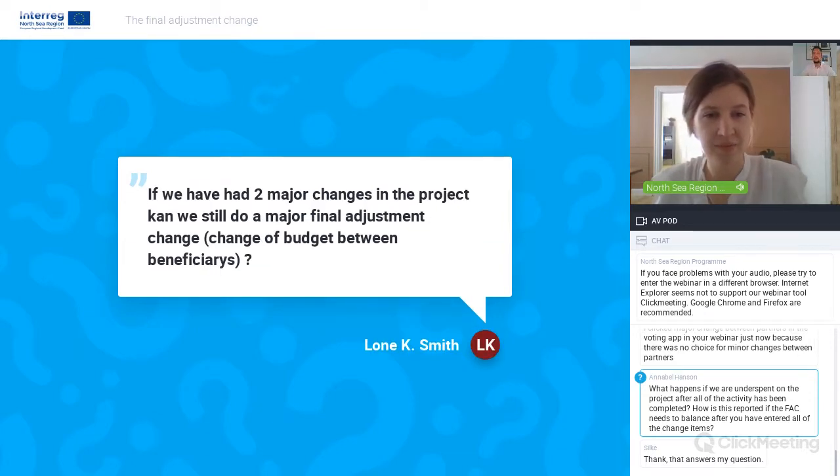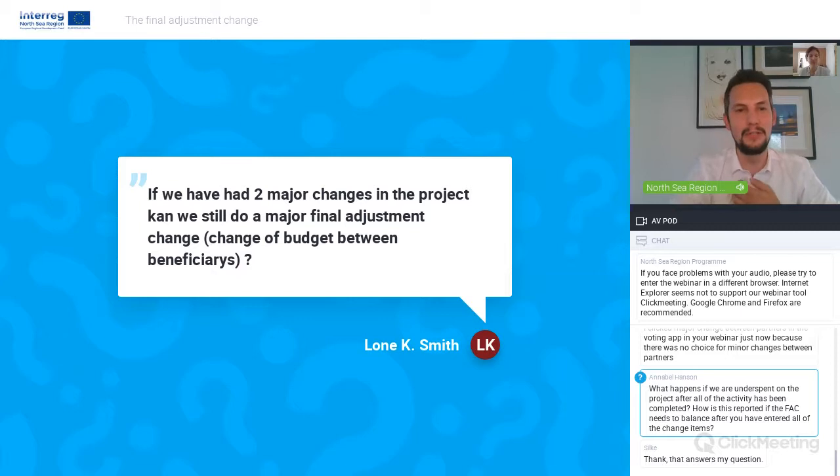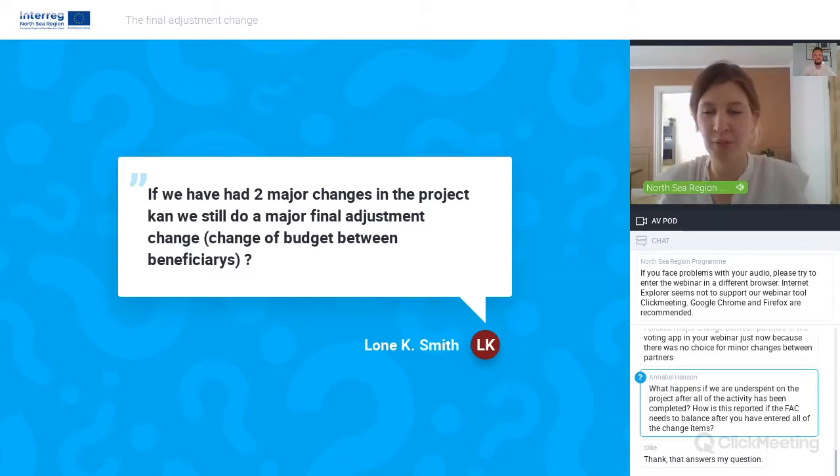If we have had two major changes in the project, can we still do a final adjustment change of budget between beneficiaries? Yes, this is the case, and this is, as Christophe said, one of the additional flexibility opportunities we offer. So in every project you can submit a final adjustment change regardless of how many changes you have already submitted during your project lifetime. Exactly, thank you.